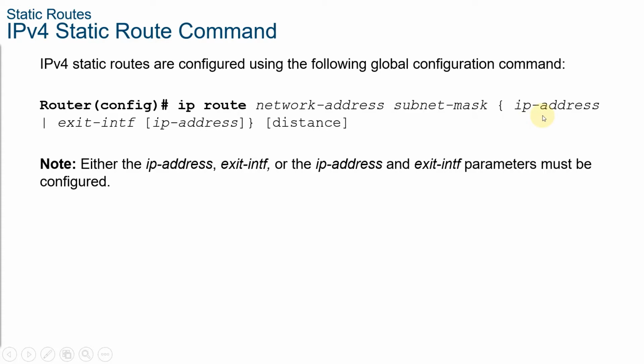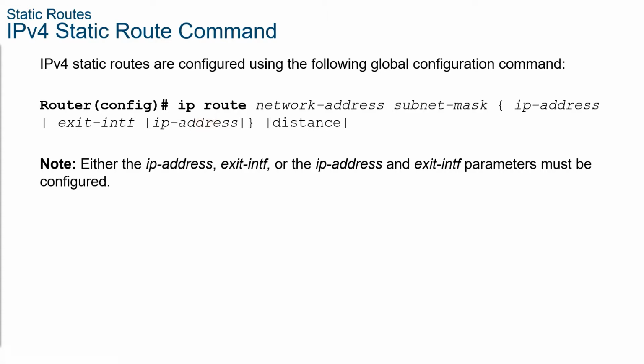The next one would be an IP address. It identifies the next hop router IPv4 address, typically used with broadcast networks like Ethernet. It could also create a recursive static route when the router performs an additional lookup to find the exit interface. Next would be the exit interface. It identifies the exit interface to forward packets. It creates a directly connected static route, typically used in a point-to-point configuration. Okay, so next would be the exit interface IP address.